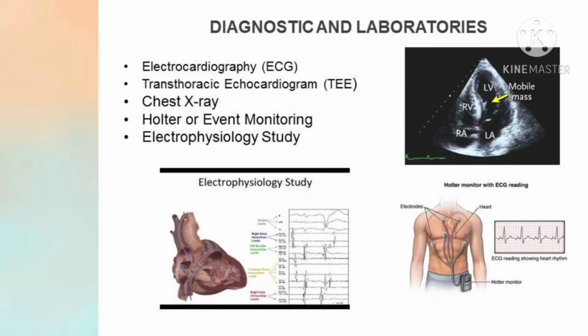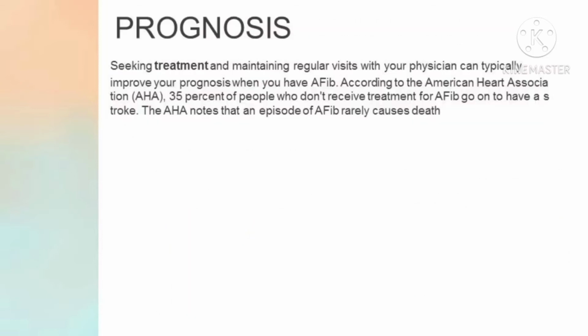Next is the chest X-ray. It is used to evaluate pulmonary vasculature in a patient suspected of having pulmonary hypertension. The next is Holter or event monitoring. And lastly, electrophysiology study.